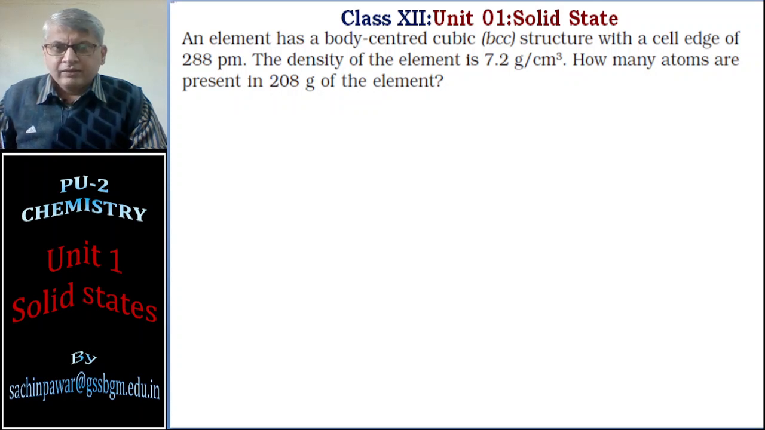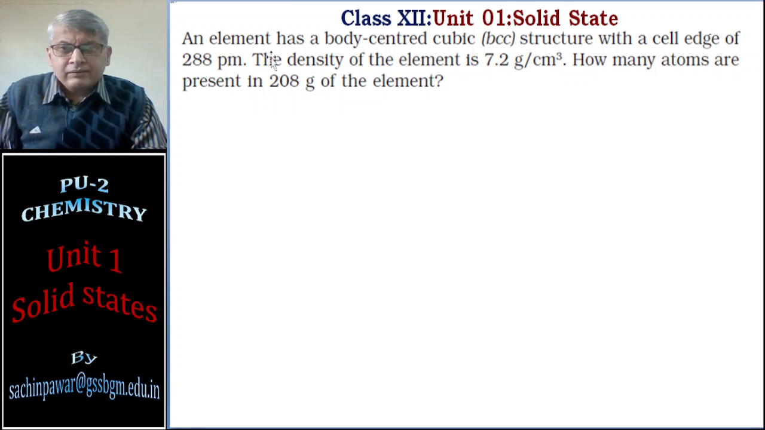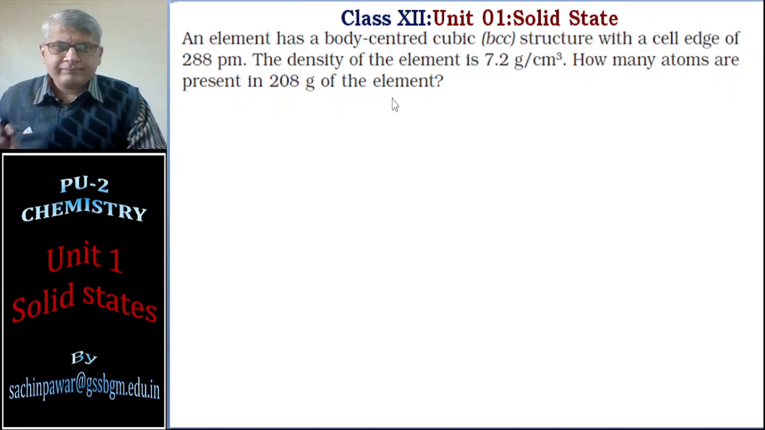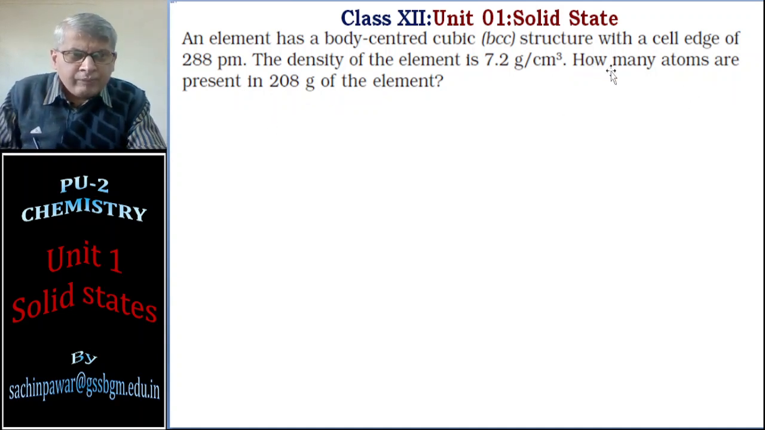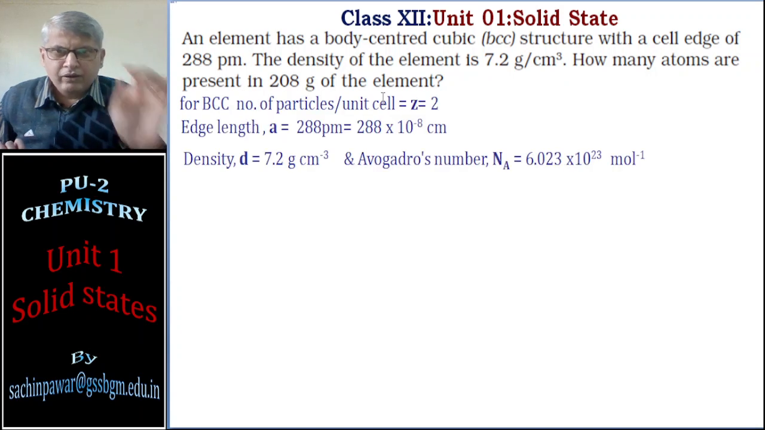Cell edge length is 288 picometers. They have also given the density of the element is 7.2 grams per cm cube. How many atoms are present in 208 grams of element? They have asked me how many atoms are present in 208 grams of element. For this, what is given?